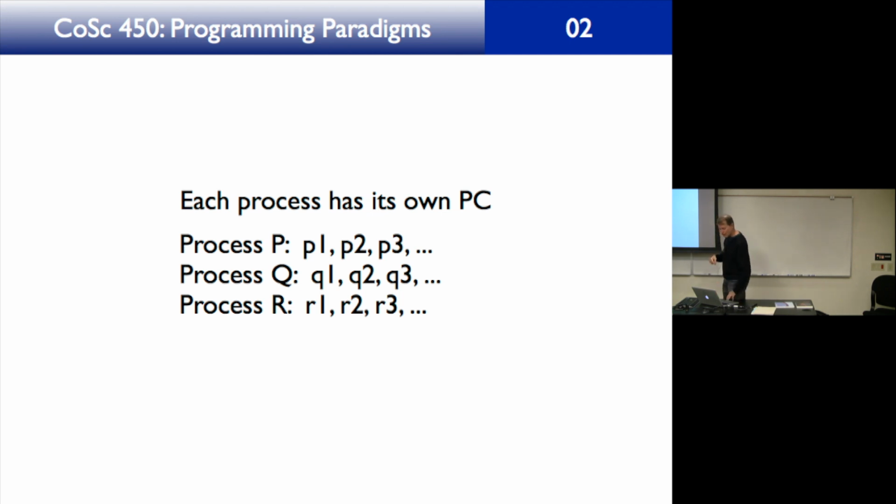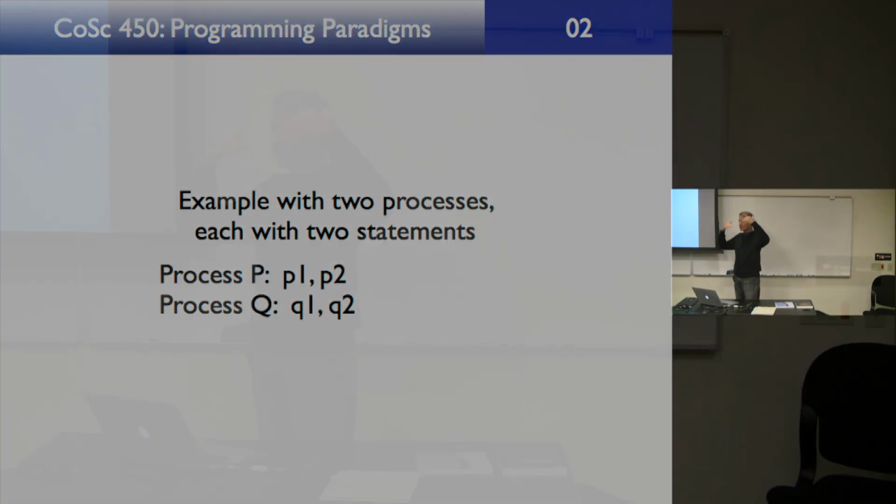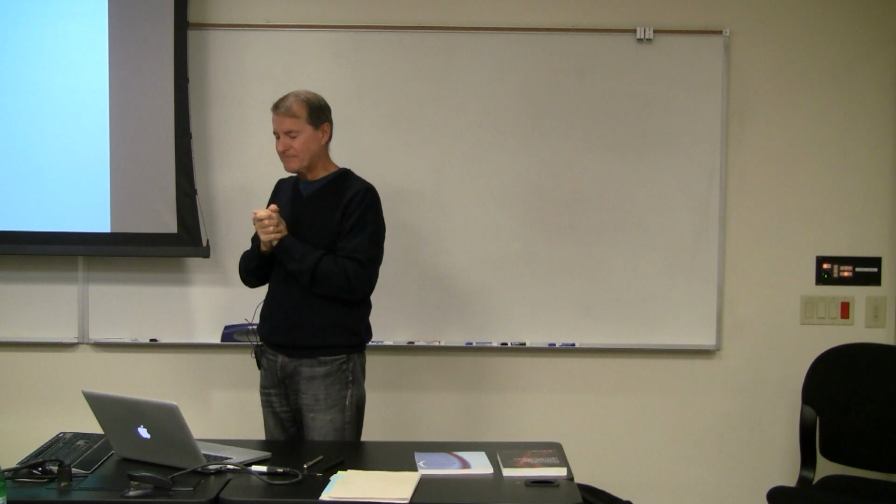And then what we have to imagine, well, here's an example with two processes, each with two statements. Process P has statements P1 and P2, and process Q has statements Q1 and Q2. So now here is the situation with concurrency, you guys, and this comes with a different way of thinking now.